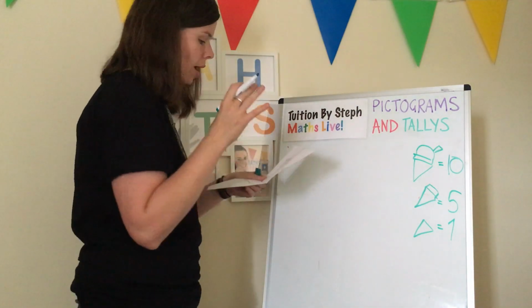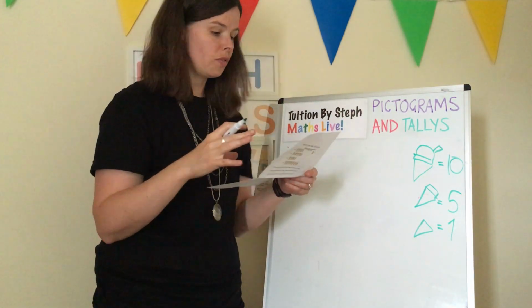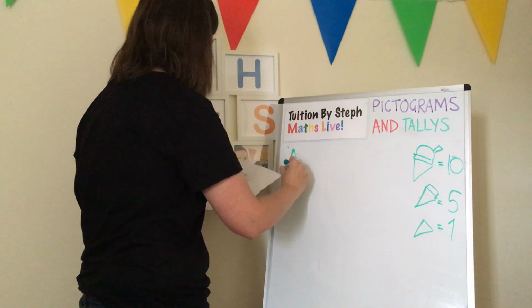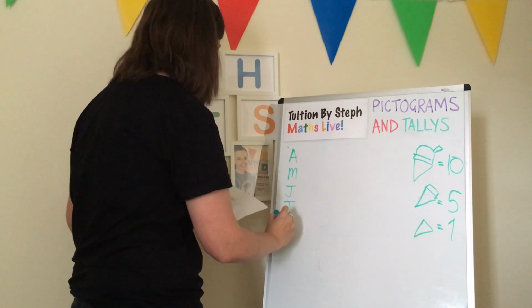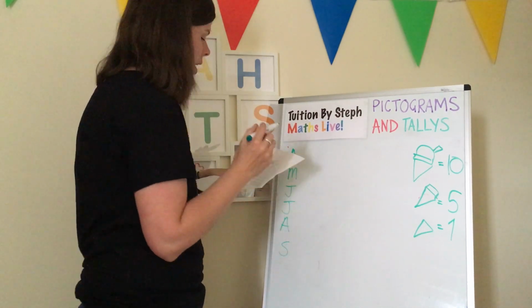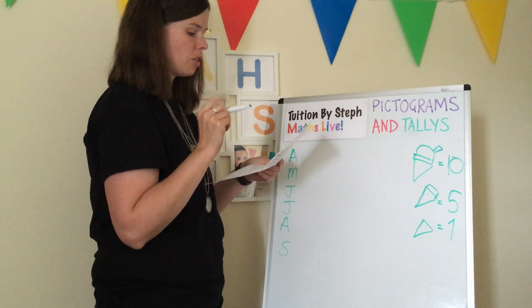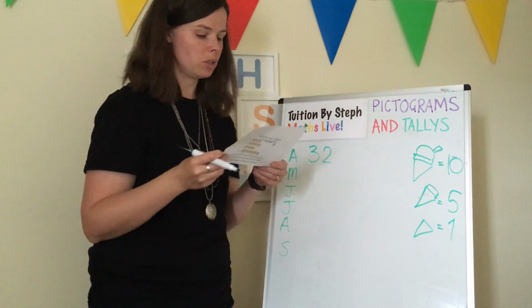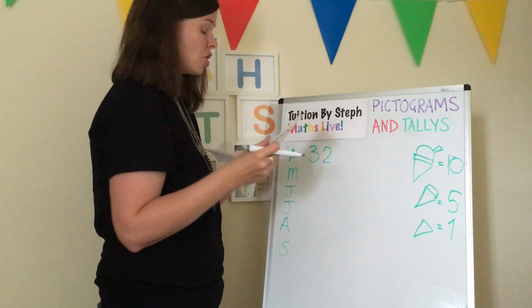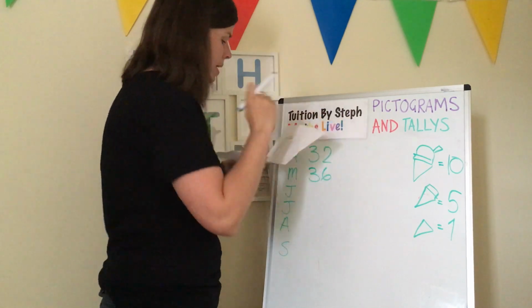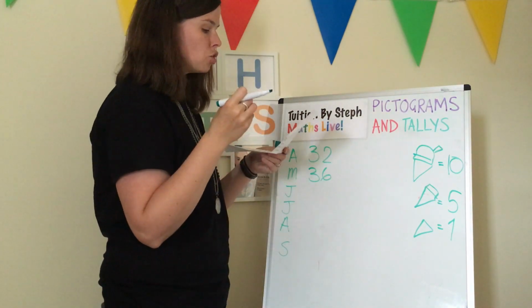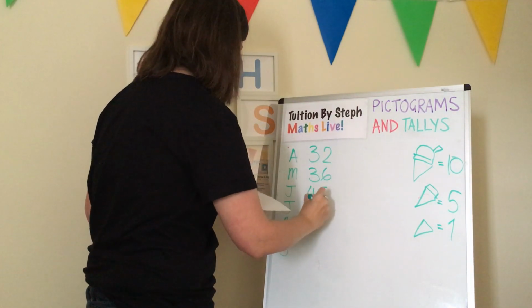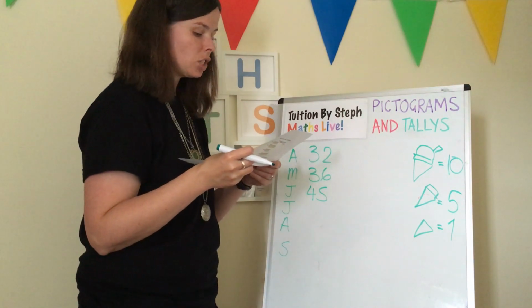For August, we've got April, May, June and July all done for you. So how many are in April? In April, there is 10, 20, 30, 32. So if you got 32 for April, well done. In May, there is 36. So just be careful with the different cone types. In June, there is 10, 20, 30, 40, 45. And in July, there's 10, 20, 25.